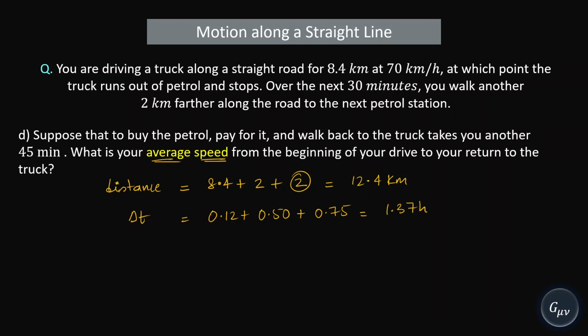So the average speed S avg is 12.4 divided by 1.37, right? The total distance divided by the total time interval. Now this is equal to 9.1 kilometers per hour. So this was the easiest part of the calculation. You just had to divide the total distance by the total time interval. So that's it. All 4 parts of the question have been answered.